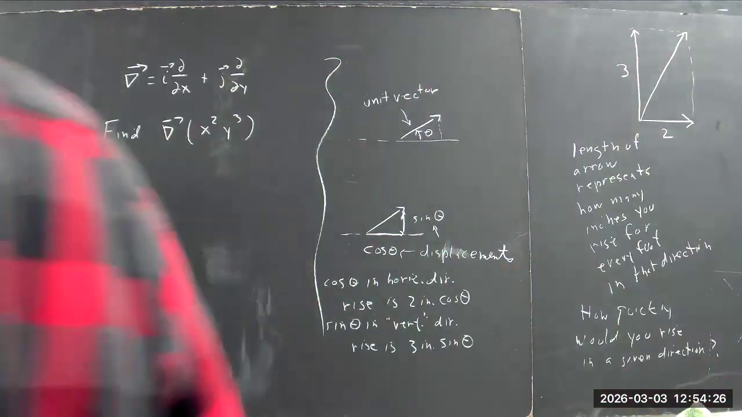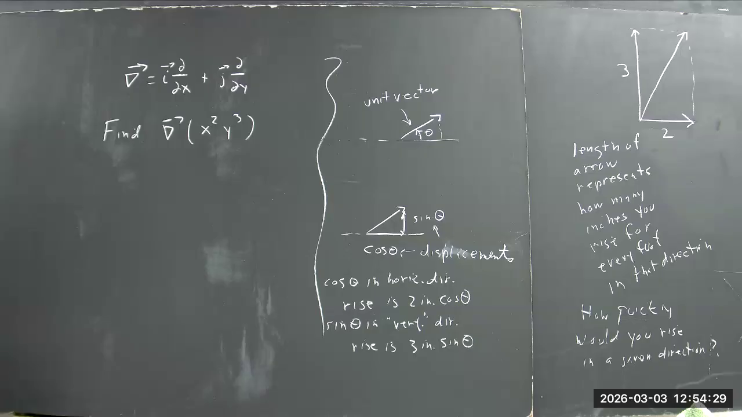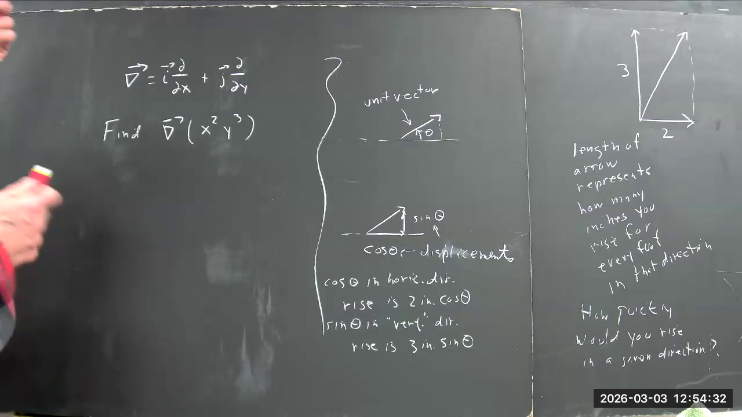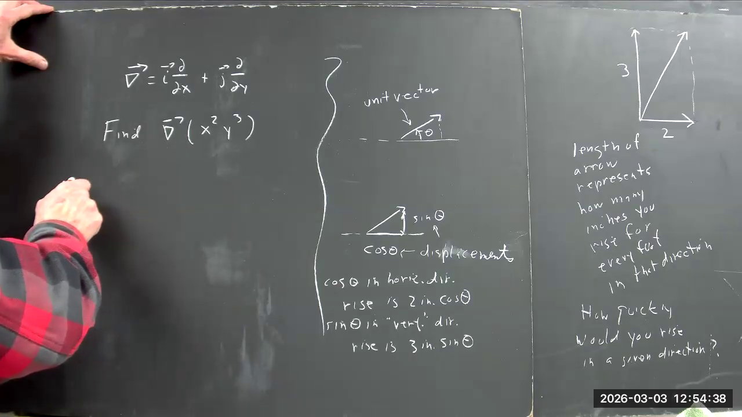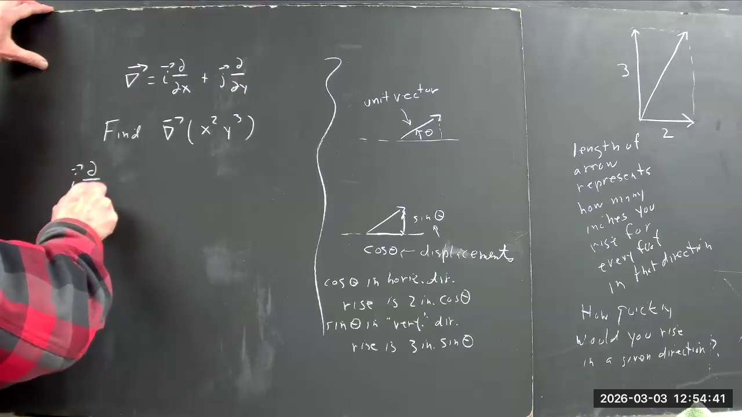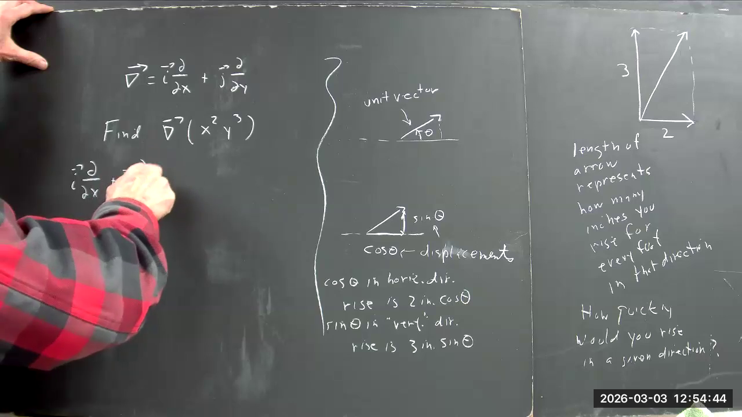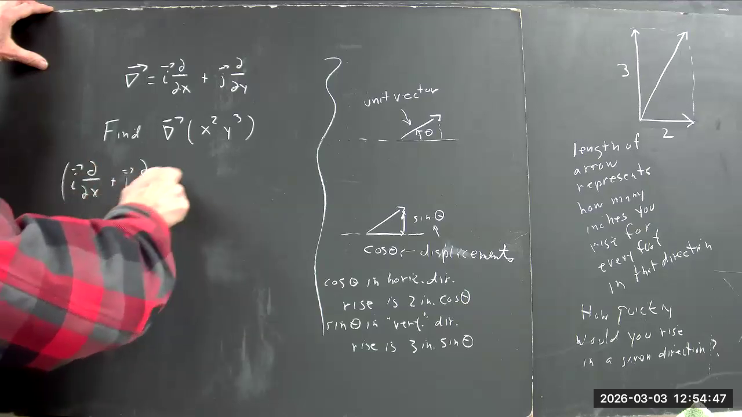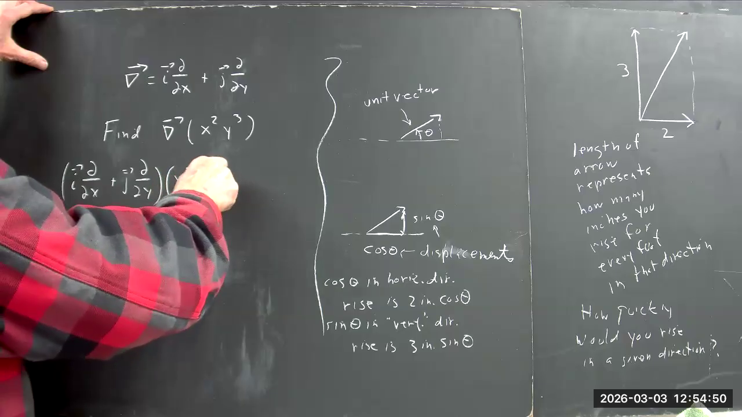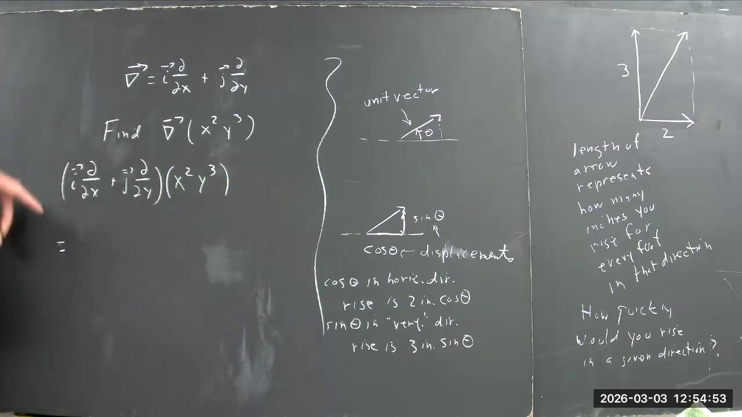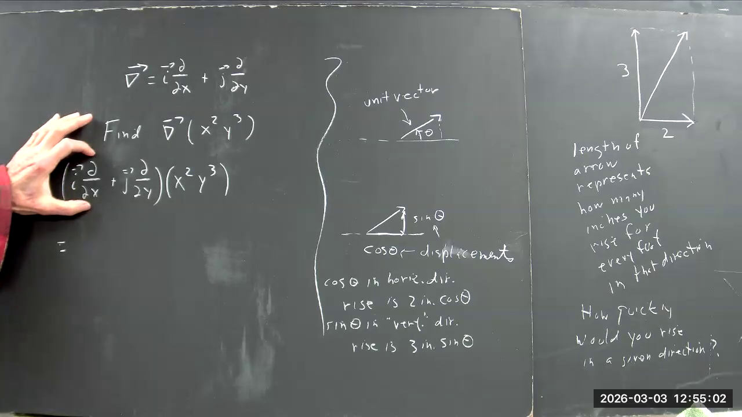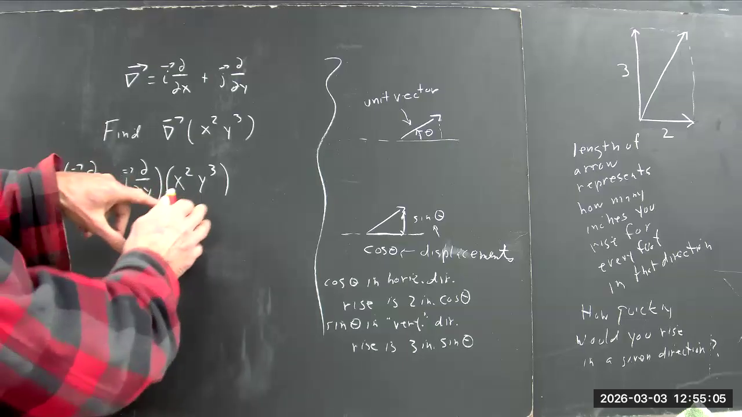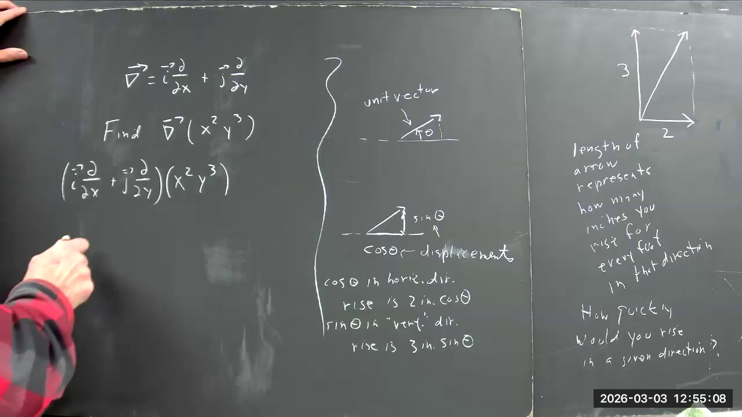I think most of you have it, up to maybe a calculation error. But let's make sure. You've got i partial with respect to x plus j partial with respect to y of x squared y cubed. And then you treat this like a multiplication. Again, i partial with respect to x is part of an operator. It's not an algebraic quantity, but when you apply it to an algebraic expression, you do get an algebraic quantity.